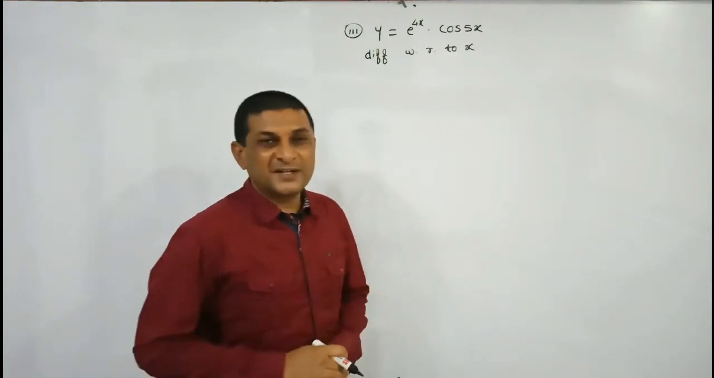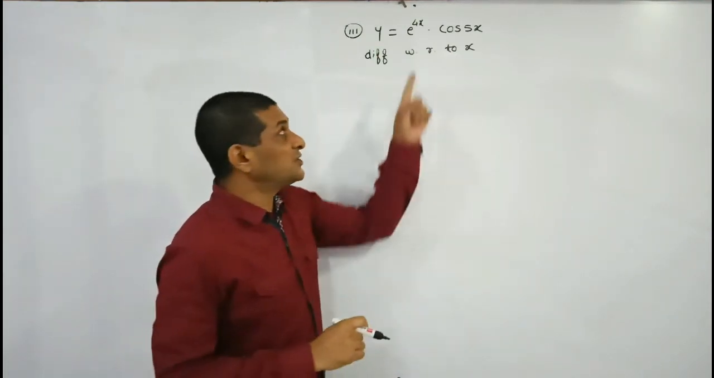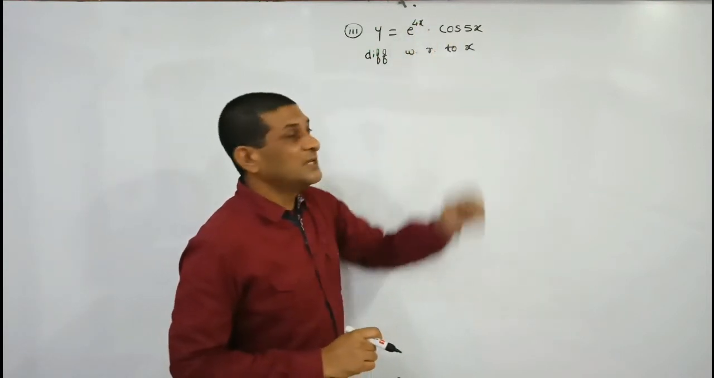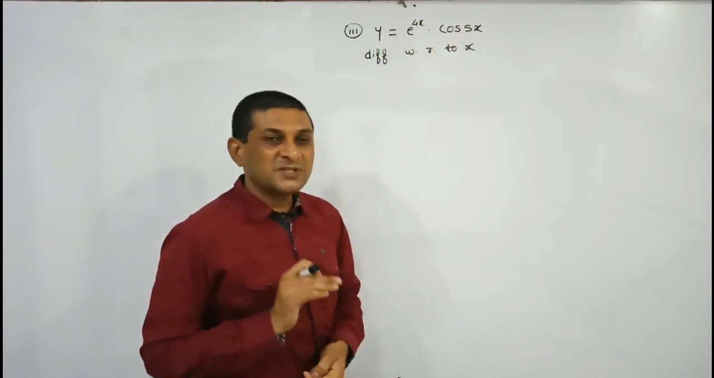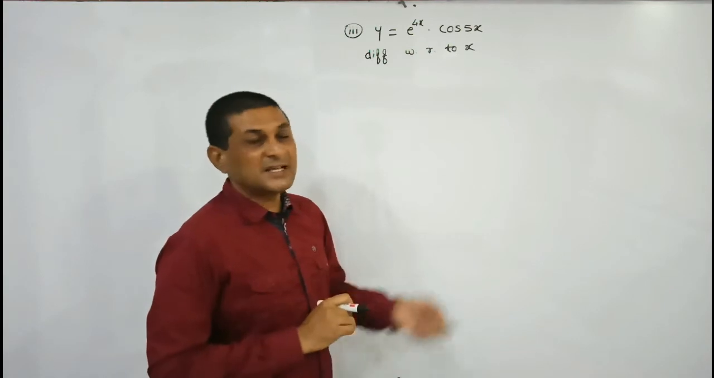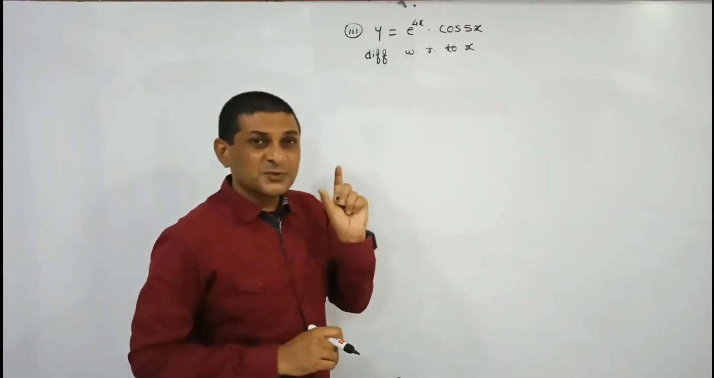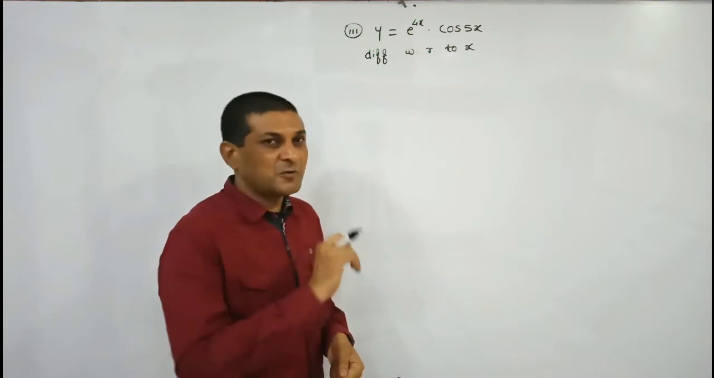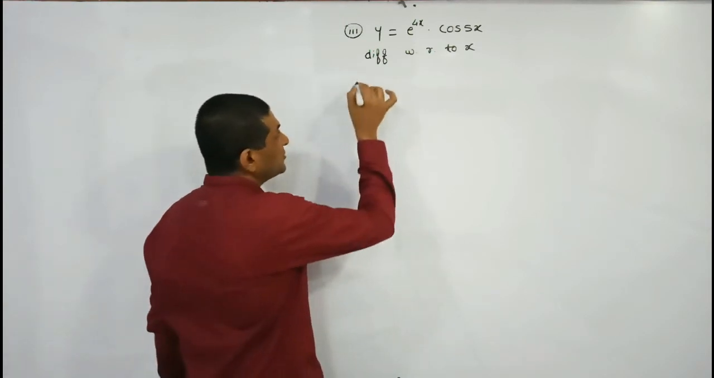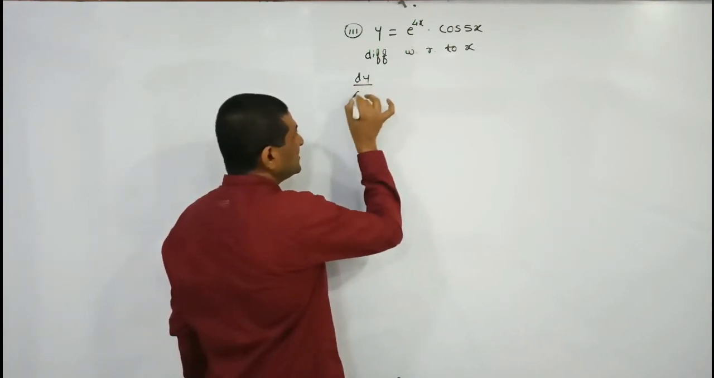Now see, in the third example we have to find the differentiation of e raised to power 4x into cos 5x. Now this function is in the form of what? u into v, means a product of two functions is there, so its first order derivative can be found by applying the product rule. So according to the product rule, see what result we are getting here.